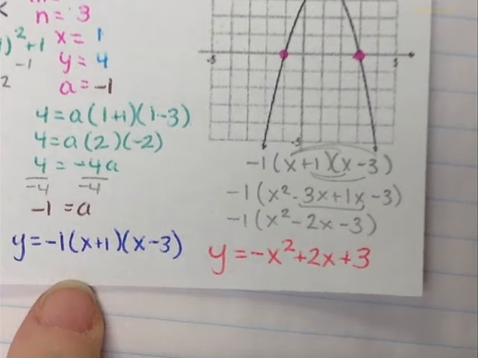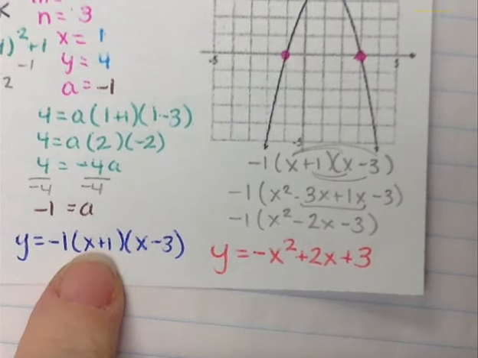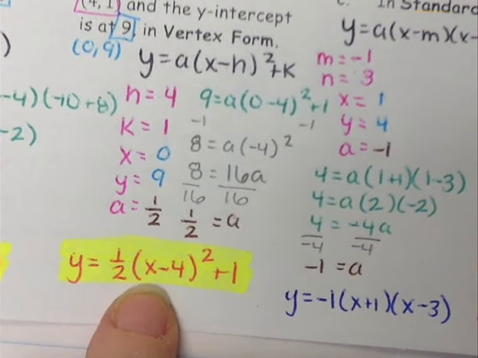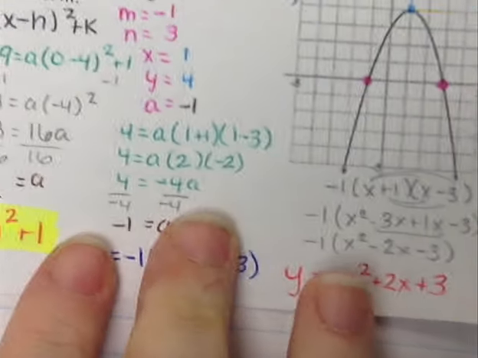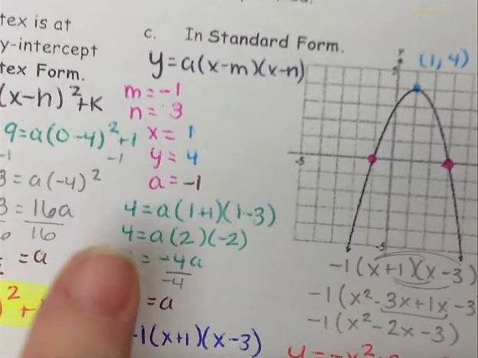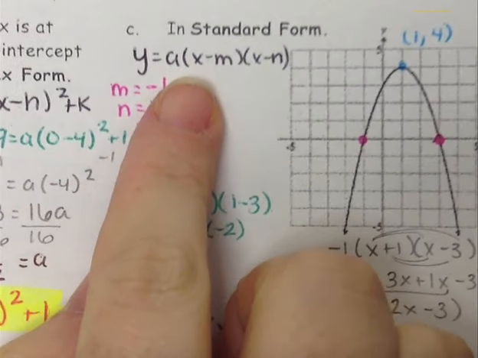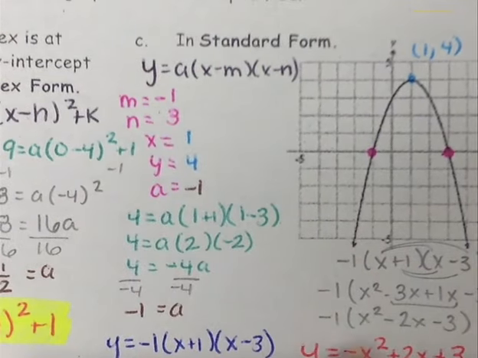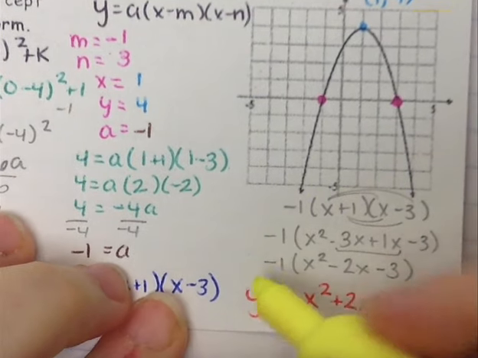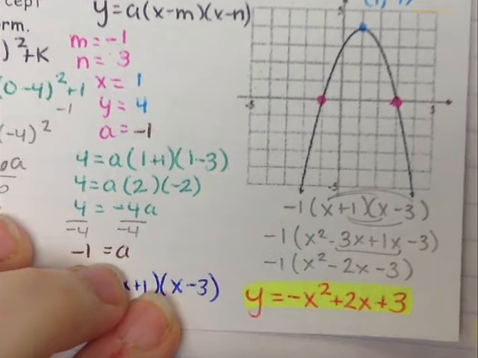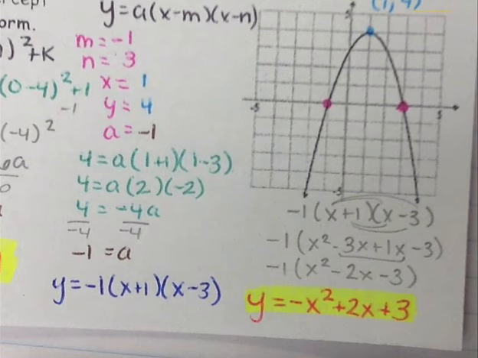We got it into intercept form here, but we could have put it into vertex form first and then distributed. But this one we would have had to distribute more. So you find either intercept form or vertex form first, then you distribute to get to standard form. So this is our final answer. This is the equation of that graph in standard form.